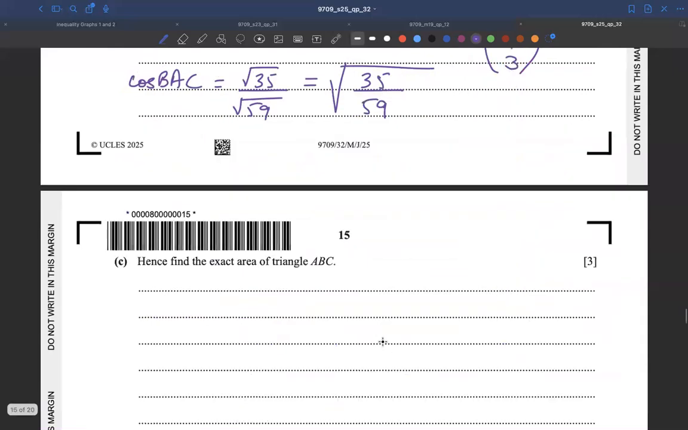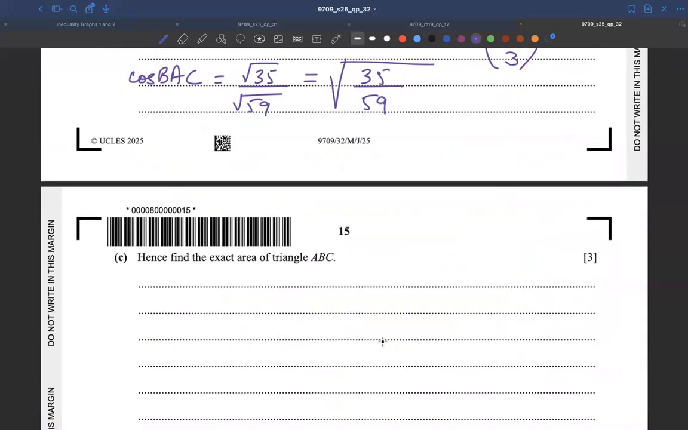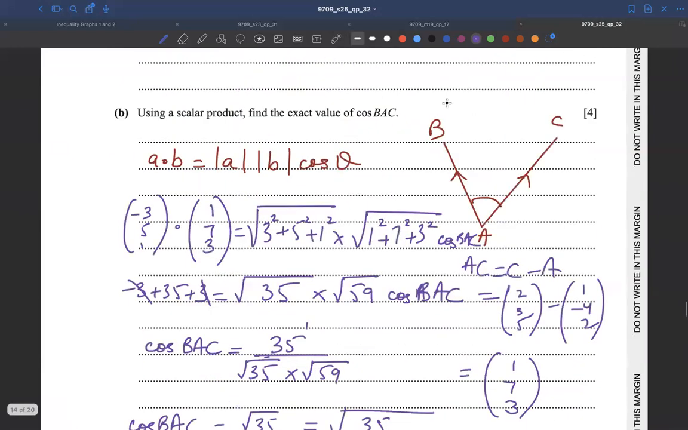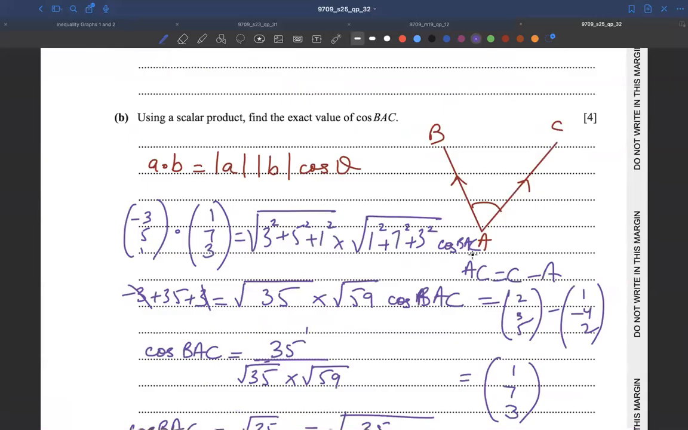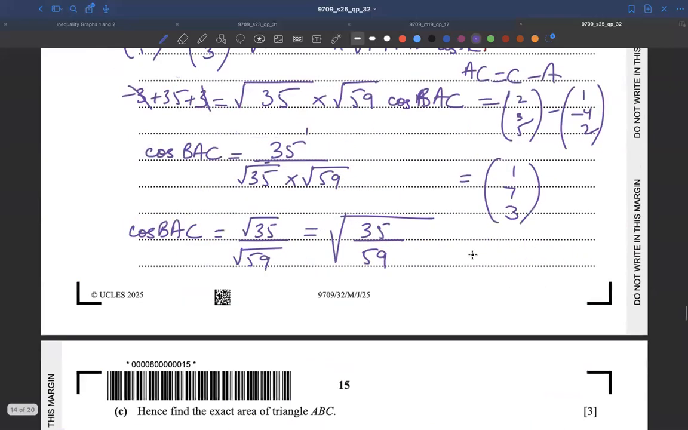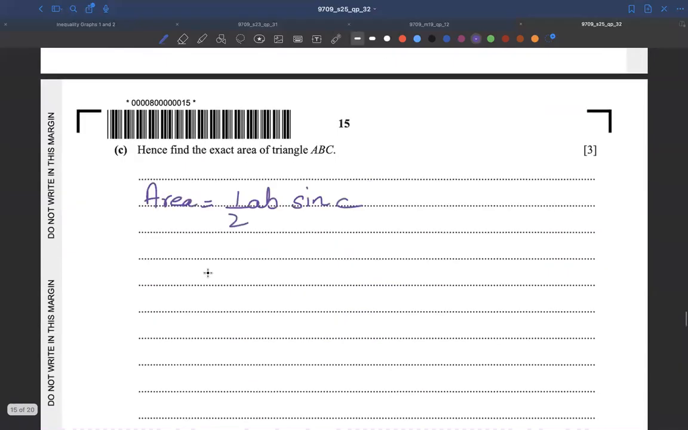Now in part C, it says find the exact area of the triangle ABC. Now to find the area of any triangle, we can use the formula half ab sine of C. Now the two lengths, and we can use this angle as well. So the two lengths are root 35 and root 59. So we'll get half into root 35 into root 59 into sine of C.